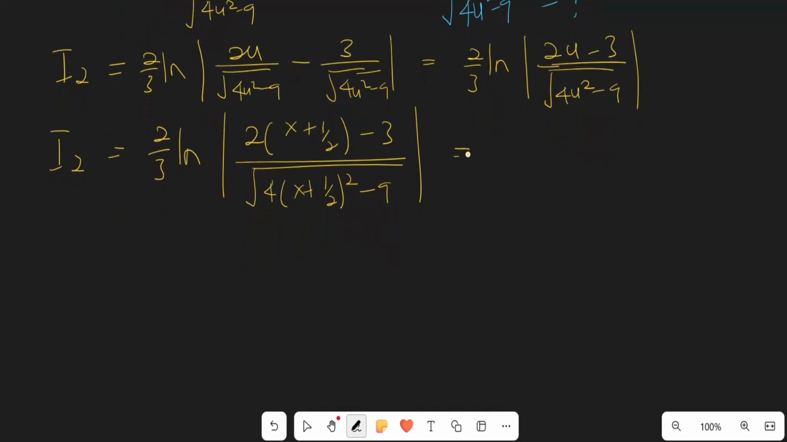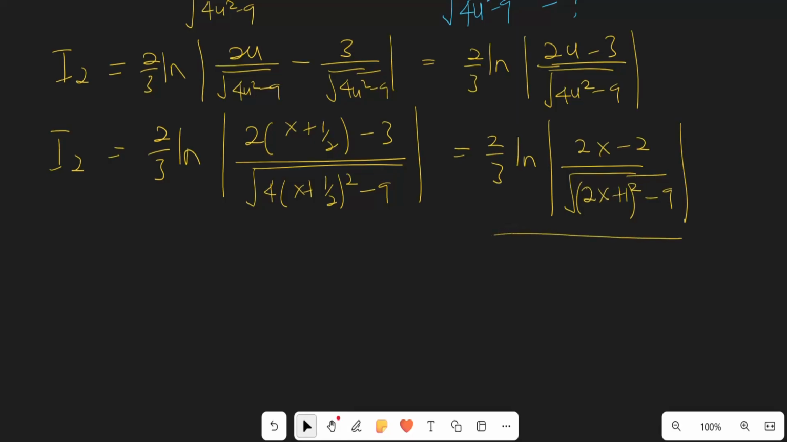And this can be simplified. I love simplification. This is 2x plus 1 minus 3, so that's 2x minus 2 in the numerator, divided by the square root of, the 4 can go in as 2 squared, which will multiply to have 2x plus 1 all squared minus 9. So that is how this can be simplified. So this is the integral of I2 in terms of x.